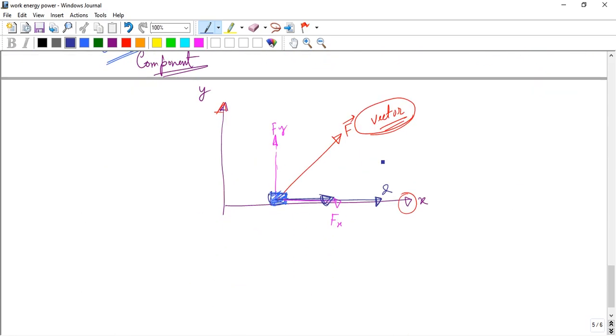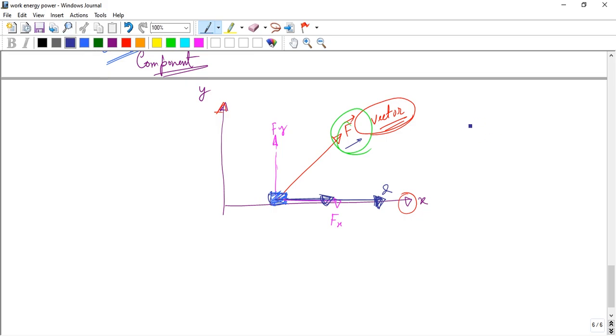So displacement is also in that direction, so we need a force aligned with or parallel to the displacement. That is the x direction. So what is the x component of force? How do we represent the x component?